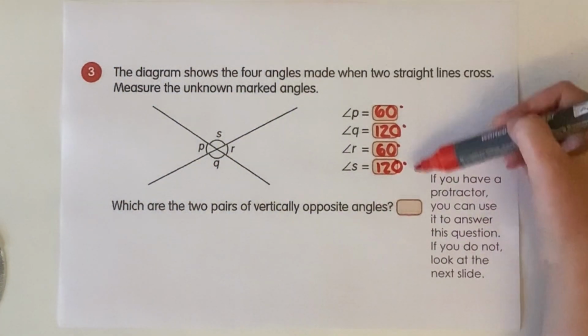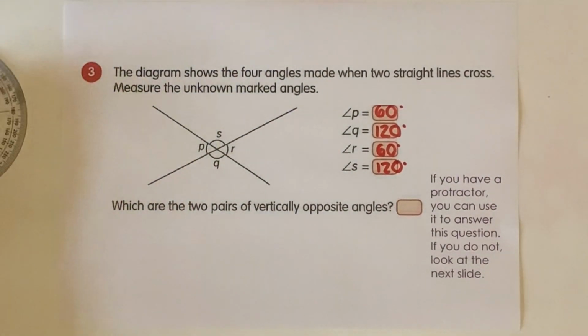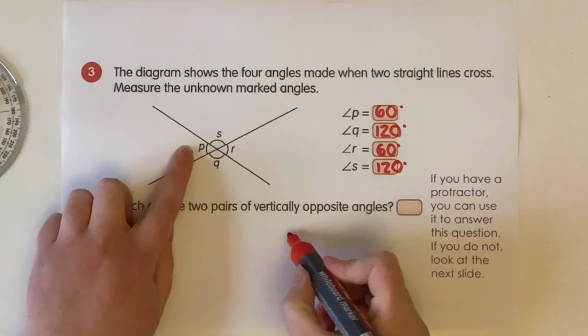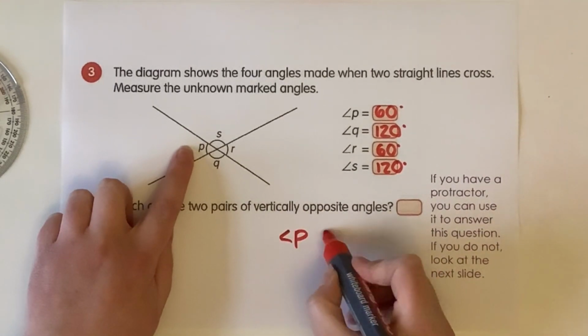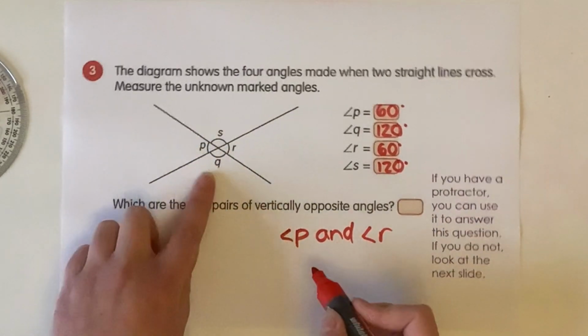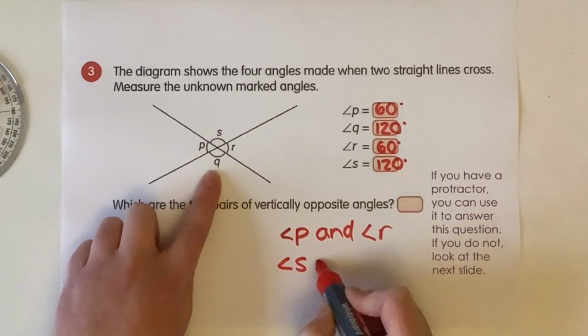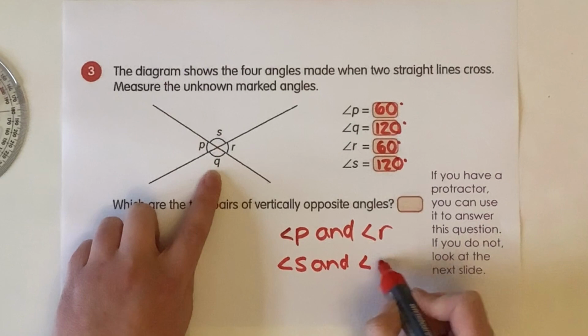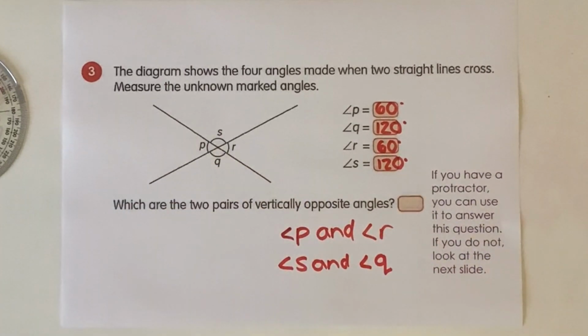So hopefully you managed to get those measurements. So which are the 2 pairs of vertically opposite angles, which are the same? Angle P and angle R are the same, and then angle S and angle Q are the same. They are vertically opposite, and so therefore they are equal.